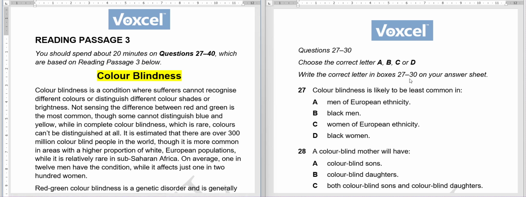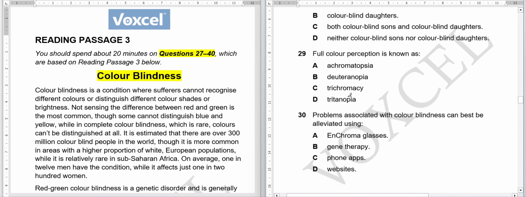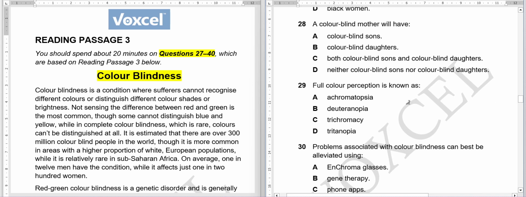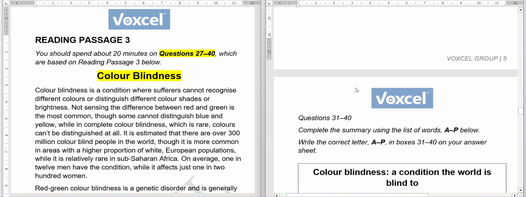Now what we're going to do is look at the questions, what kind of questions we are dealing with, and then make the strategy according to that. For this passage we are dealing with question number 27 to 40. On the right side you can see the questions. Questions 27 to 30 are MCQs. Color blind, full color perception. There is no hint given like it's in the first paragraph, second or third, so we will find it when we read the passage.